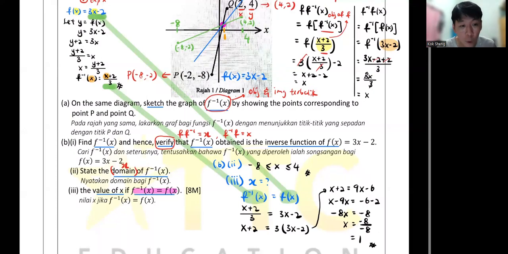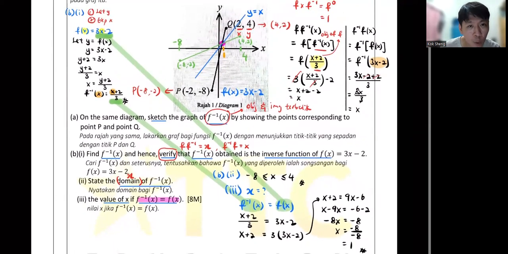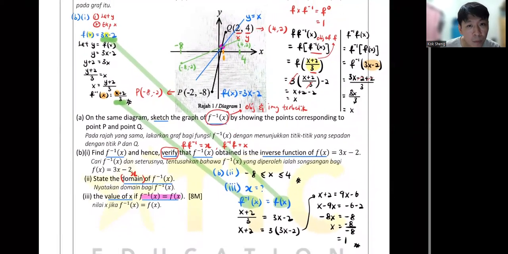Something like this. So the total, everything here, 8 marks. Just on the B1 here, the working quite long. The rest, okay, not too long. The A, just draw the graph. And the B1, you have to find the inverse and also verify. Okay, we have one more to go.